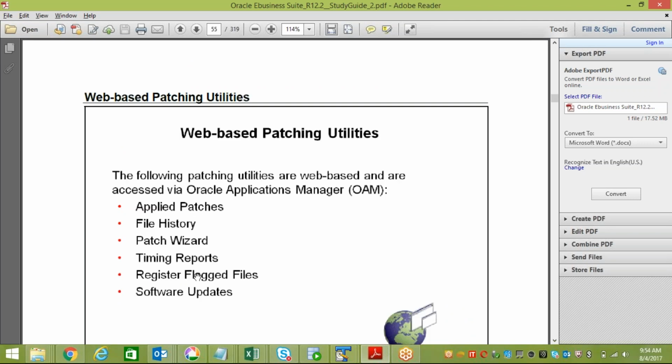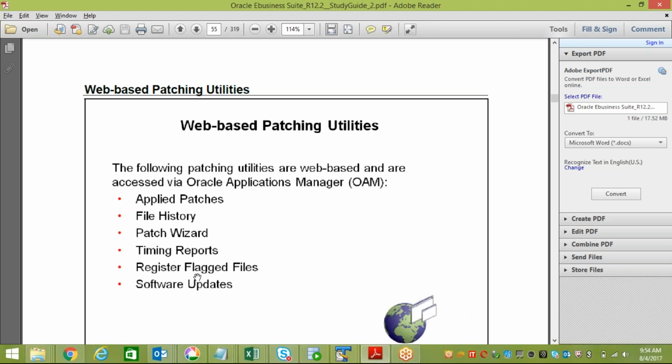So the web-based utility: applied patches list. Through OAM you would be getting this utility. Applied patches you can get, and the file history you can get. Patch Wizard will be there. Timing report will be there. The flagged files, software updates, all these reports you can get from OAM. There are also some SQL files which I will share with you regularly. Whatever SQL files I use, I will share those statements, so you can get the same information from the backend also.